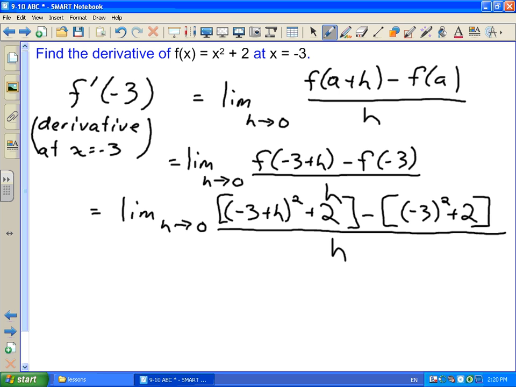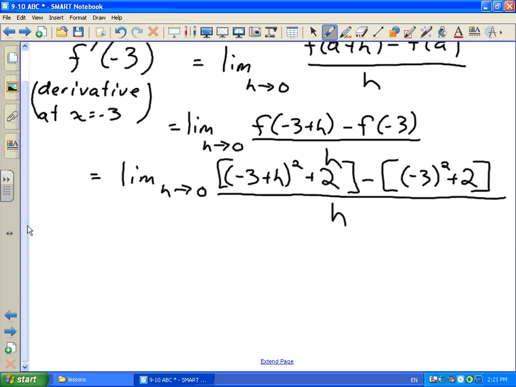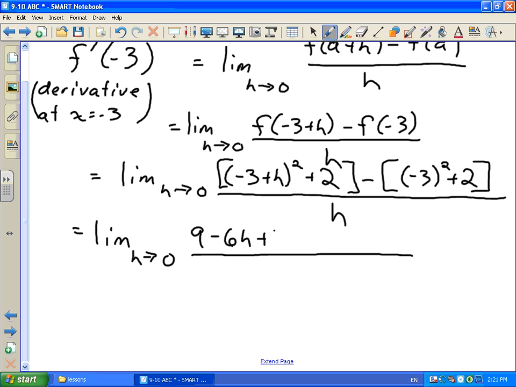Now, eventually what I want to do is get to a point where I can sub h equals 0 into this expression that I have here. I can't do that yet because I've got this h on the bottom, and if I sub in 0, I'll be dividing by 0, and that's no good. So I need to keep simplifying what I have up at the top. The first thing I'm going to do is expand this first expression. So I've got negative 3 plus h, and I'm going to square it. What am I going to get here? 9 minus 6h plus h squared, plus 2 is my first expression there.